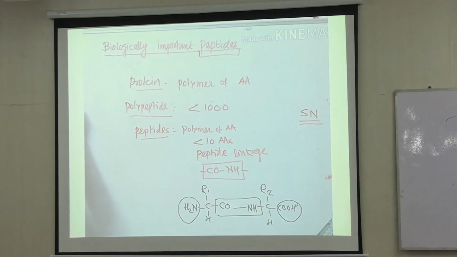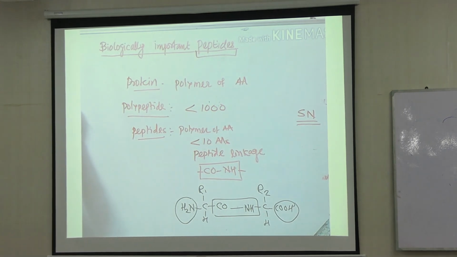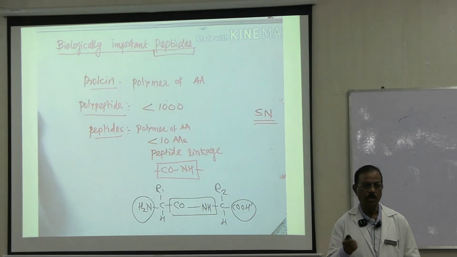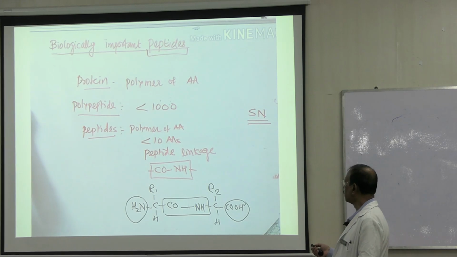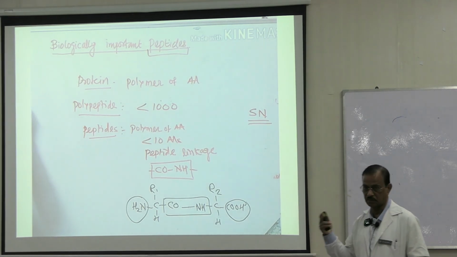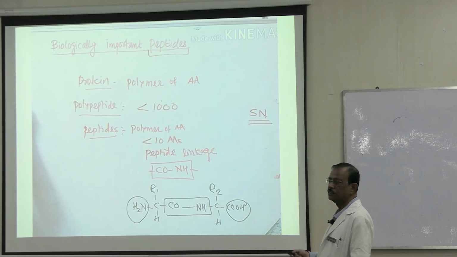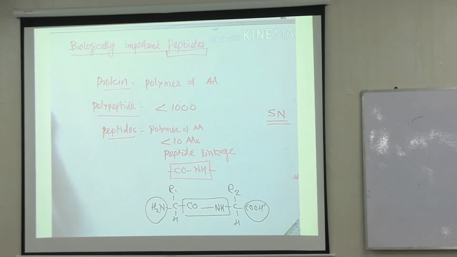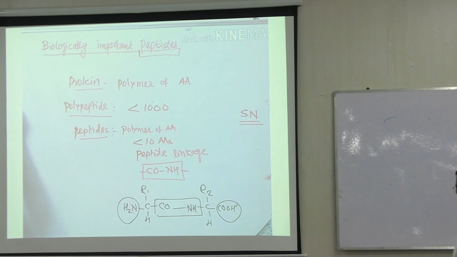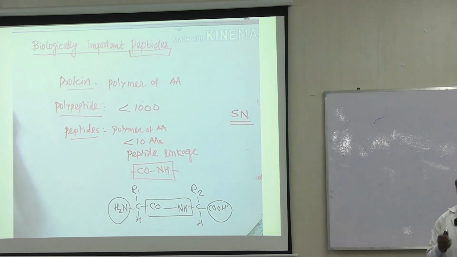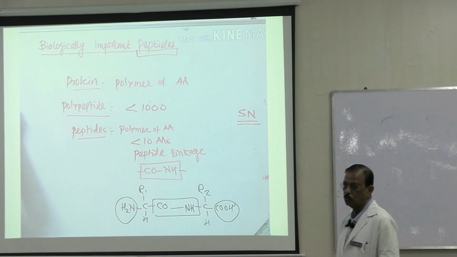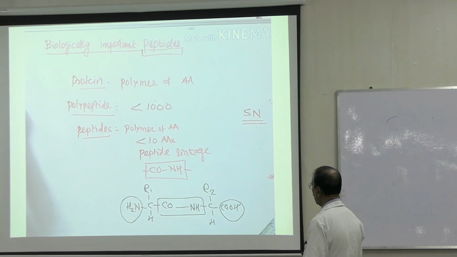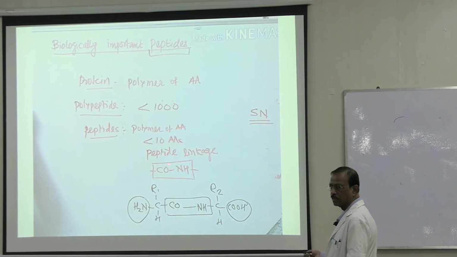These are nothing but polypeptides. Then we have again mentioned here polypeptide. So what is the difference? The difference is that protein will contain amino acids in terms of thousands, but peptide will contain less than 1000. When there are amino acids attached, these are called polypeptides. In case of peptides, the number of amino acids will be 10 or below. And in all cases, there will be peptide linkage.